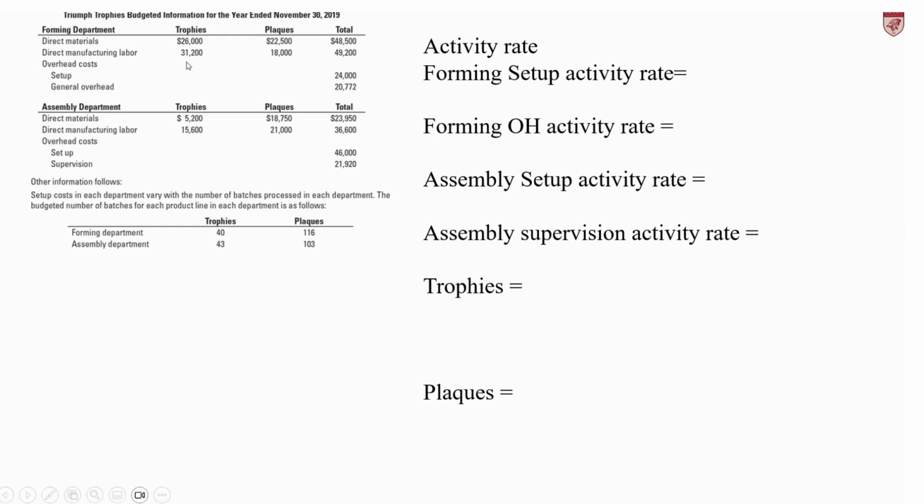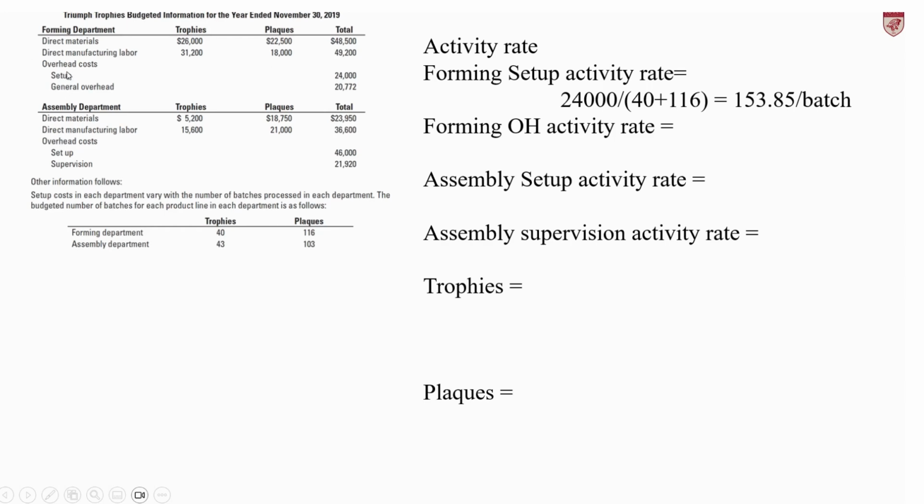So here we have 4 different types of overheads, right? Now, as said in the problem, the setup costs usually vary with the number of batches for each department. So for example, when we are calculating the forming setup cost, what do we need as our denominator? We need the total number of batches in the forming department, right? Which is right here, right? We need to add up 40 plus 116 to come up with the setup activity rate, which is about 153.85 per batch.